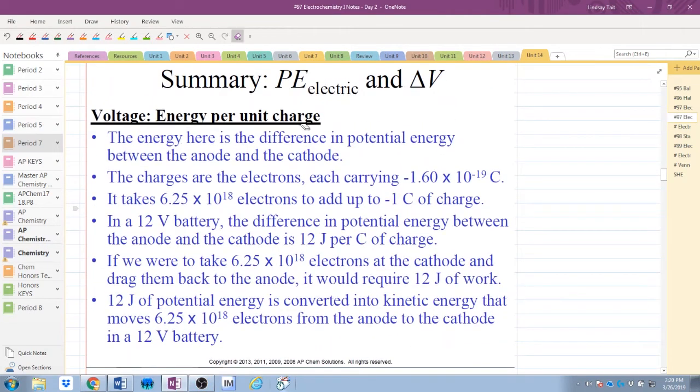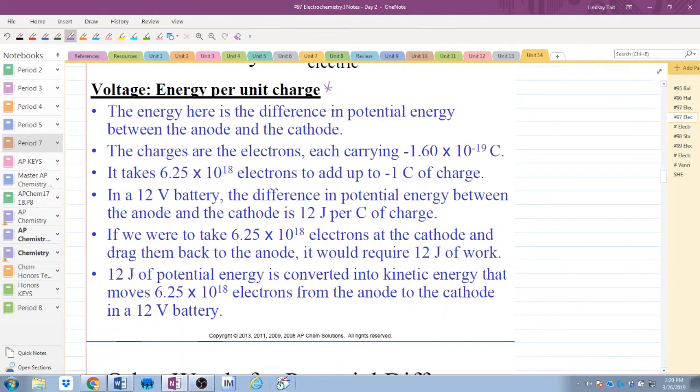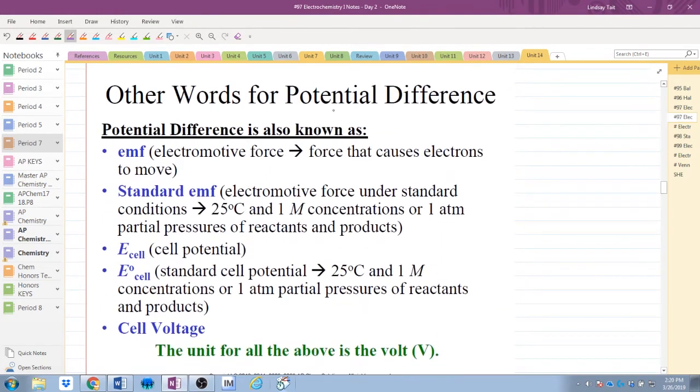So voltage is energy per unit charge. That's really our main takeaway here. I tried to give you some background on where it comes from. So now let's get into what we need to know. Potential difference, this delta V, has a lot of different names. EMF is one you might be familiar with, electromotive force. Same idea that we're talking about here.